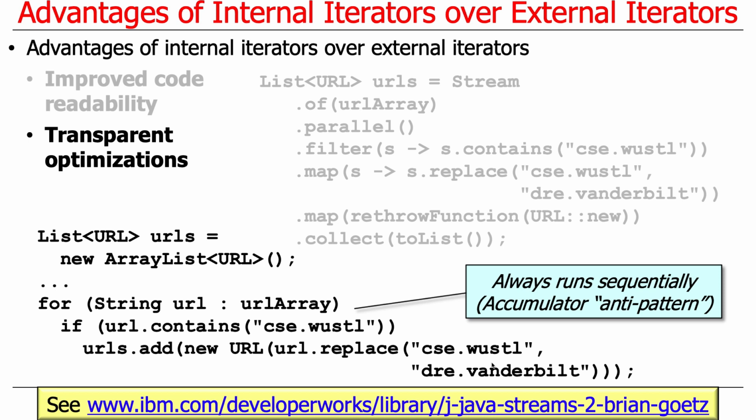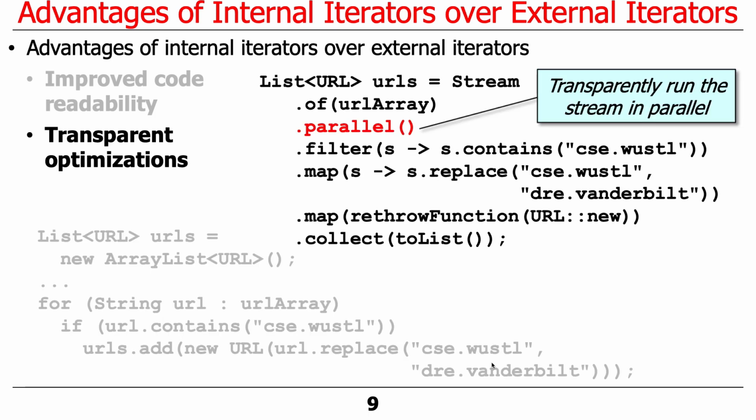Conversely, this approach here implements the so-called accumulator anti-pattern, which we talked about very briefly when we discussed the difference between functional and object-oriented programming. And you can see that this is always going to put things in a single thread into this URLs collection. So getting this code to be parallelized is a lot of work, whereas getting this code to be parallelized is really, really simple. So again, another benefit of internal iteration.